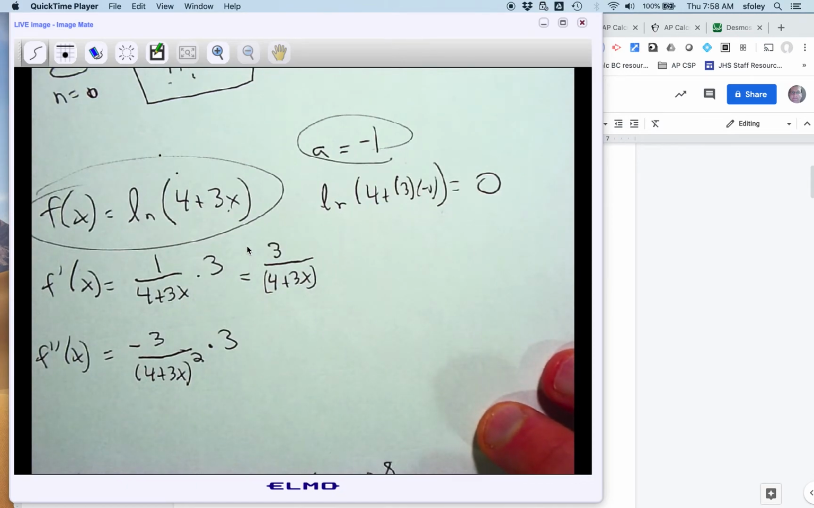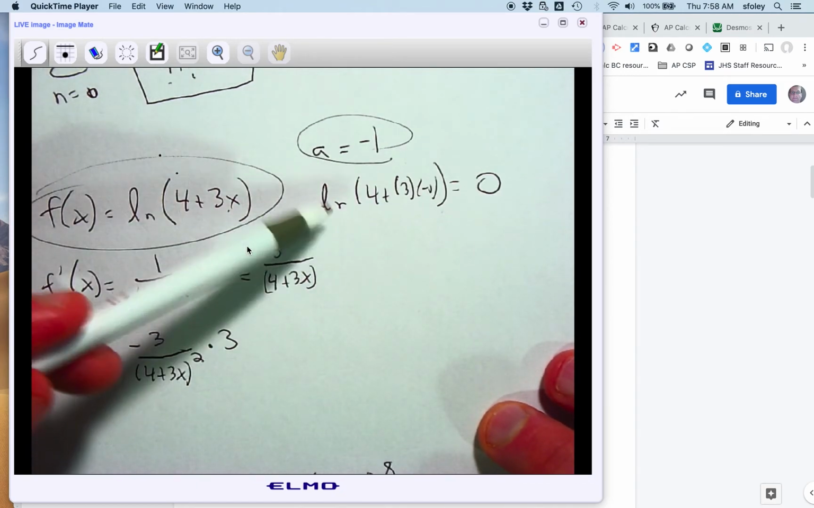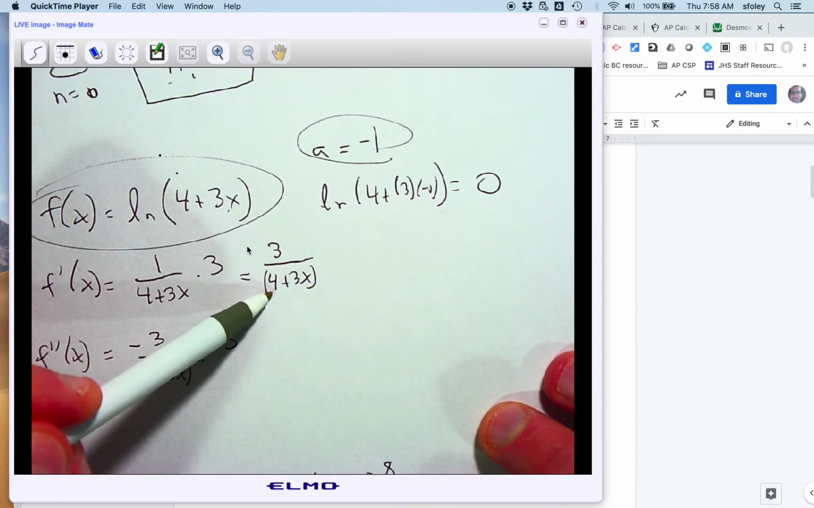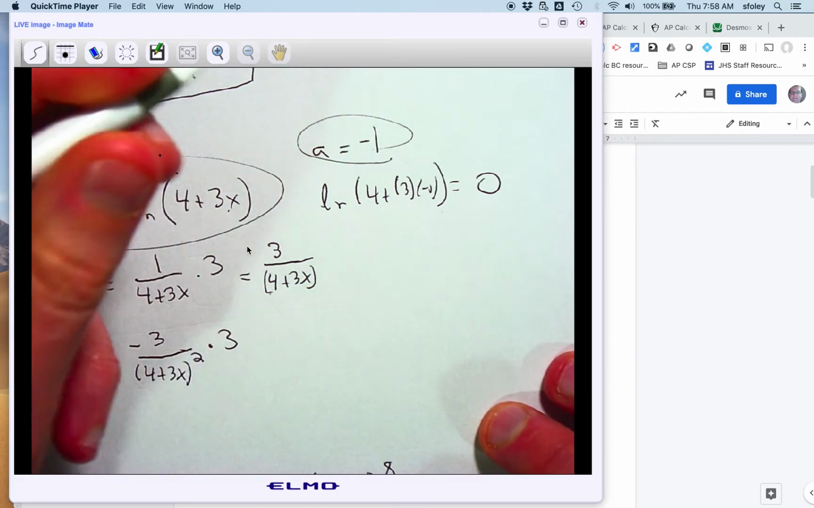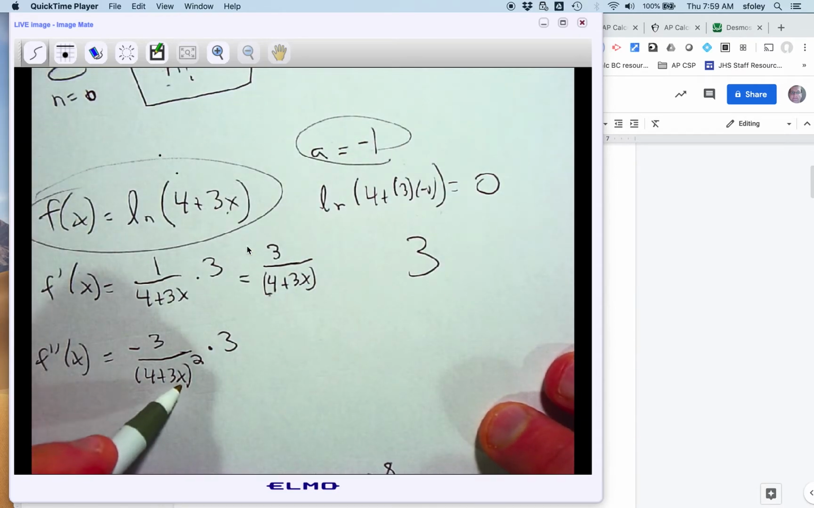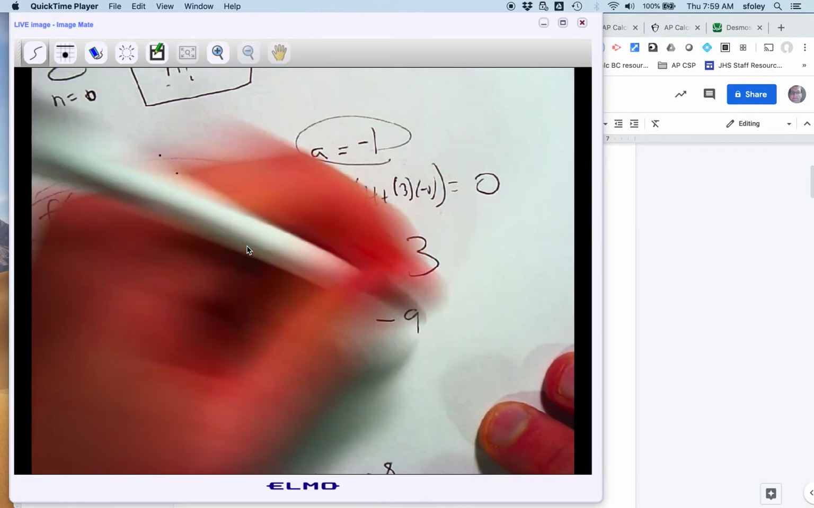And so now I'm going to plug -1 into these derivatives, and so -1 again turns this bottom into 1, so 3 over 1 is 3. And then this again, -1 turns this into 1. 1 squared is 1. And so I just end up with -9.